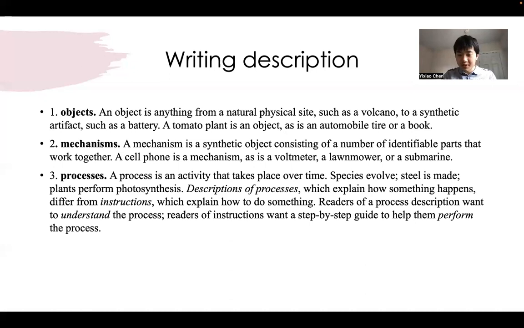And the third is processes. After we have objects and mechanisms, we have processes, which explain how something happens, how everything works. Different from instructions, which explain how to do something, readers of a process description want to understand the process. Readers of instructions want a step-by-step guide to help them perform the process.